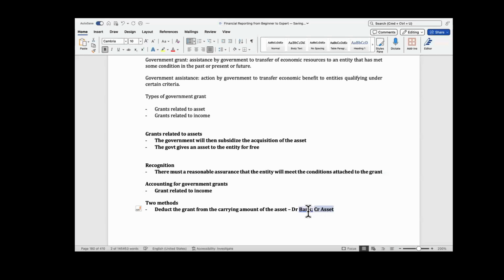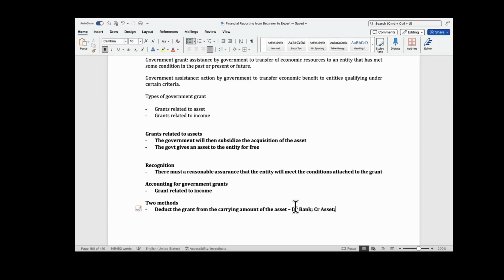You debit bank, you credit assets. Hello, sir. Can we ask a question in that area? Yes, please. When we intend to buy assets and we know that the government is ready to give grants, remember that the cost of the asset will be the purchase price plus other attributable costs. We add all those together and we deduct that grant from it. Is that what you say, sir? Exactly.